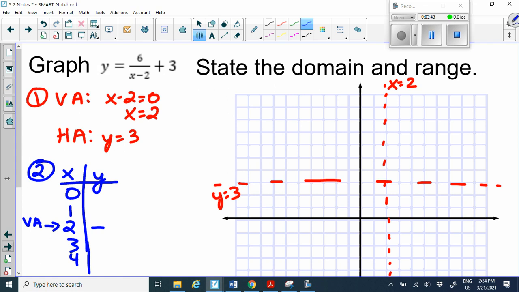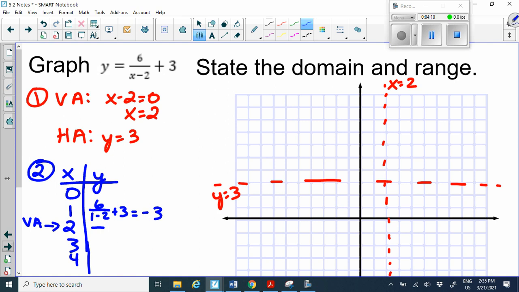There we go. So now what we're going to do is take these x values and plug them back into the original, so y equals 6 over x minus 2 plus 3, okay? So let's say we plug 1 into there. So we get 6 over 1 minus 2, plus 3. There we go. So that will give us 6 divided by negative 1. So that gives us negative 6 plus 3, which gives us negative 3.